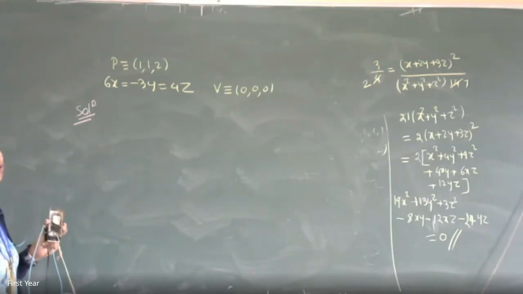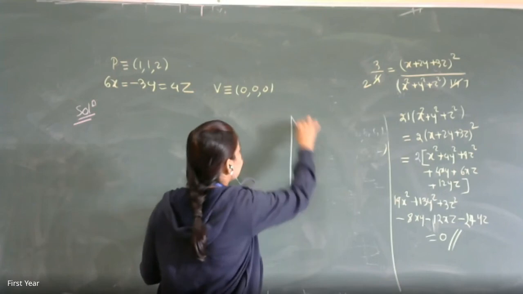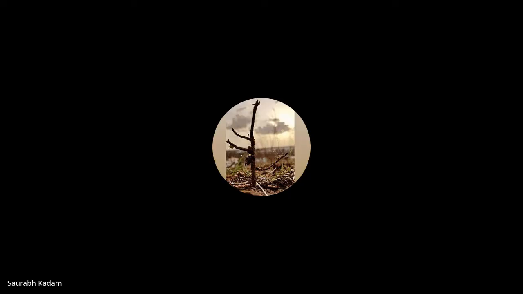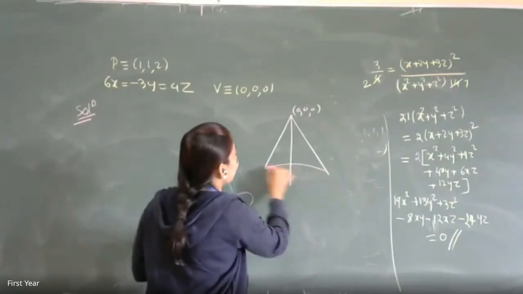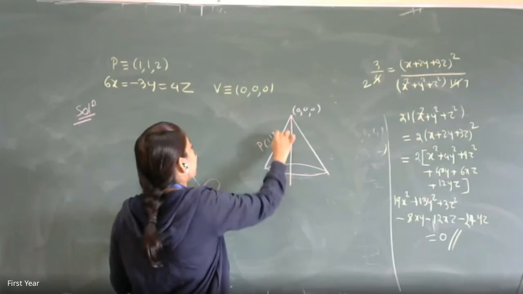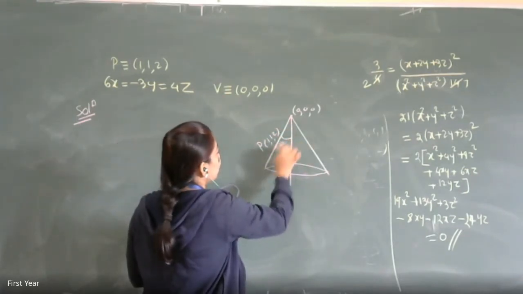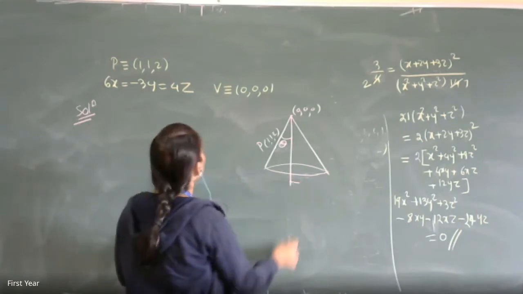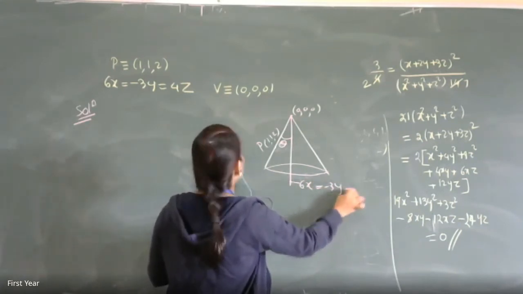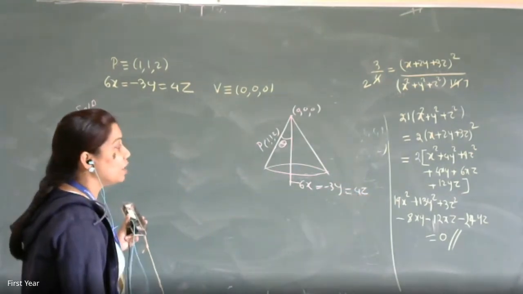For that you should know the direction ratios of two lines. The vertex is (0, 0, 0). We can use that one point V, and the second point as P, which is given as (1, 1, 2). Then find the angle between the axis and this line. This is your figure. The axis is given to you, but in a different form: 6x equals minus 3y equals 4z. First you have to write it in symmetric form.